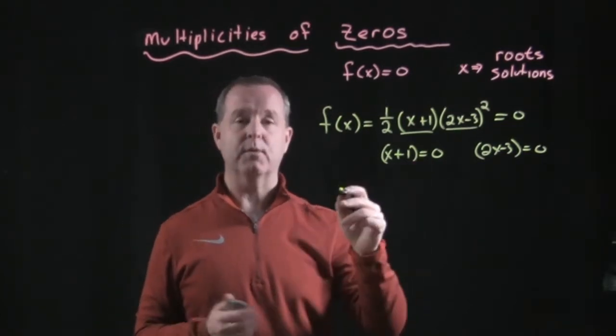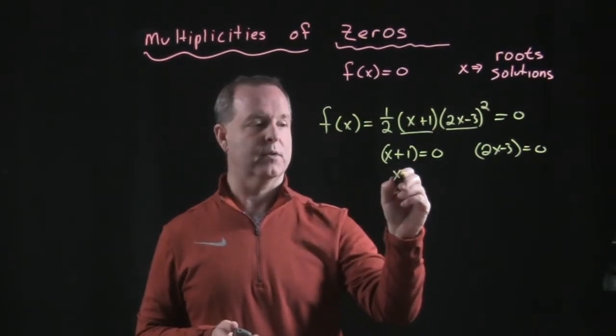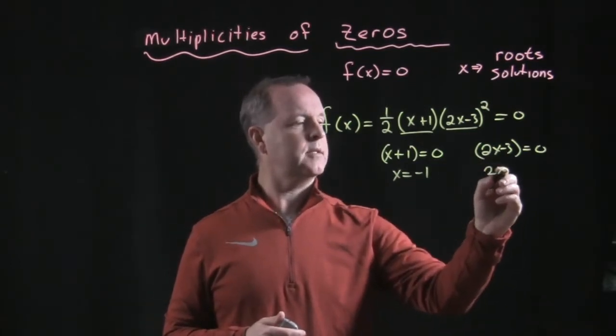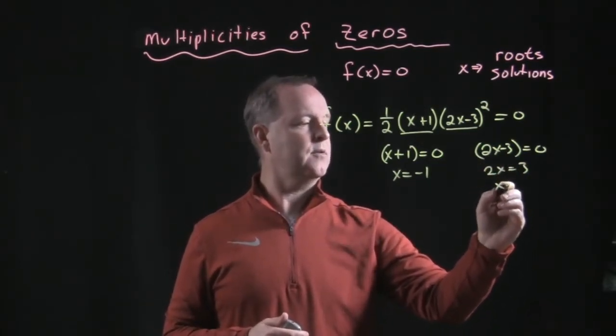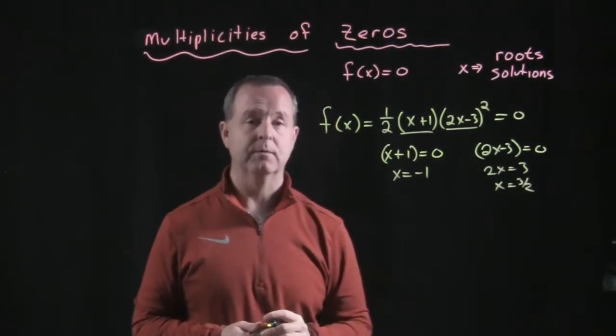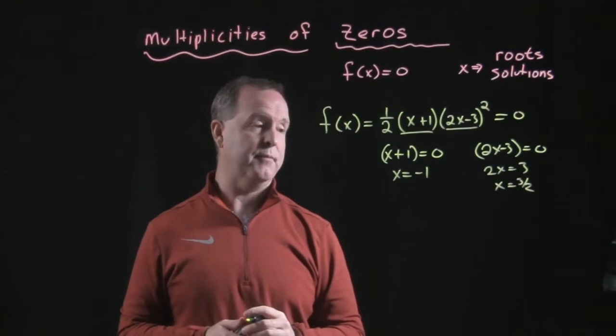So x plus 1 equals 0. That's true when x equals -1. And this is true when 2x equals 3, which is true when x equals 3/2.